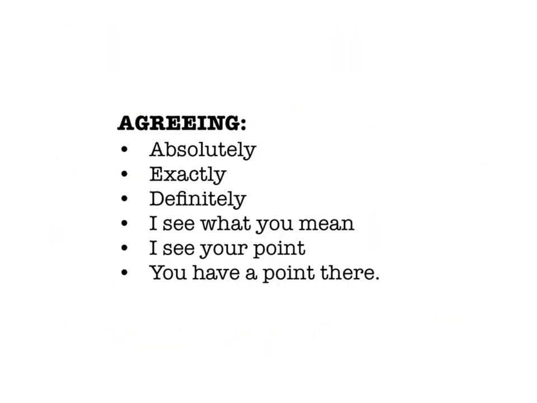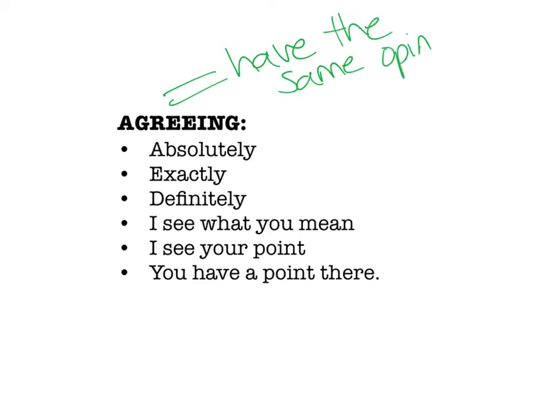Something else you might have to do is to agree. Can anybody explain what's to agree? For example, if you think the same opinion or the same thing about one person, you agree with that person. Exactly that. So when you have the same opinion, you agree with someone. So imagine your partner has said something and you think the same, you have the same opinion.